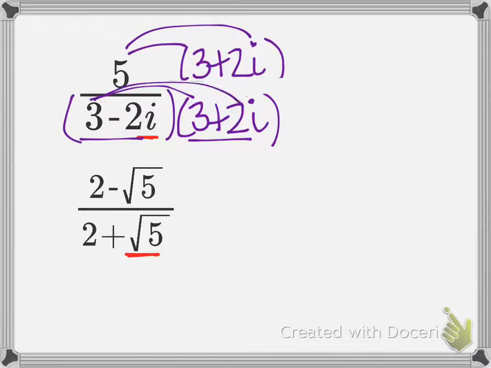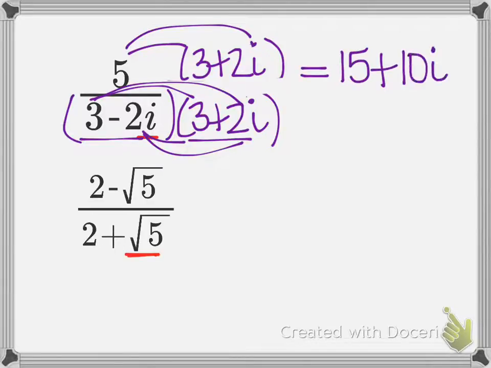However, as we've been talking about in class, now that your calculator is in a plus bi mode, you can actually type all of this into your calculator. So if you do 5 times 3 plus 2i in your calculator, you get 15 plus 10i. If you multiply 3 minus 2i and 3 plus 2i, you should just get plain old 13. You want to make sure you put parentheses around both expressions. That is one thing that's important in the calculator. Since 15, 10, and 13 don't have anything in common, I am done.